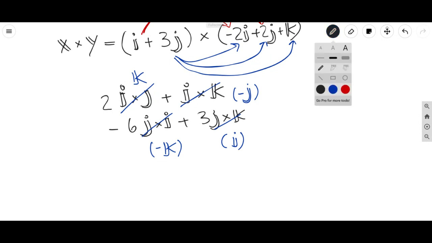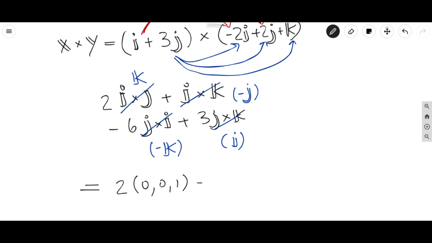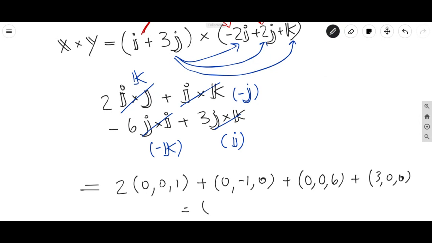And then when you write this out, this is 2 times k, so what is k? 0, 0, 1, plus j, which is 0, negative 1, 0. And then you have negative 6 and negative k, so that would be plus 0, 0, 6. And then plus 3 times i, which is 3, 0, 0. And when you put everything together, you just add them together, and that's going to give you the answer.